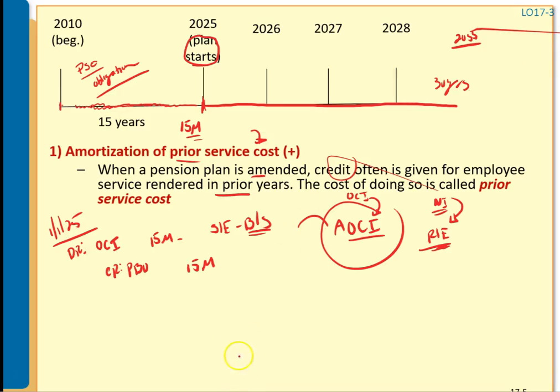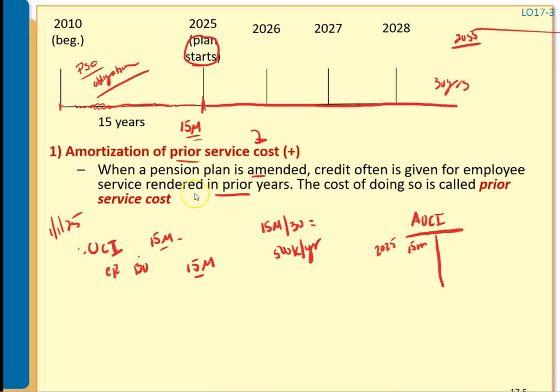So what happens is that you're going to take that $15 million that we booked to OCI and amortize it over the remaining average number of years that we think the employees will be working until retirement, which in this case is 15 million divided by 30 equals $500,000. And we're going to amortize that $500,000 every year.